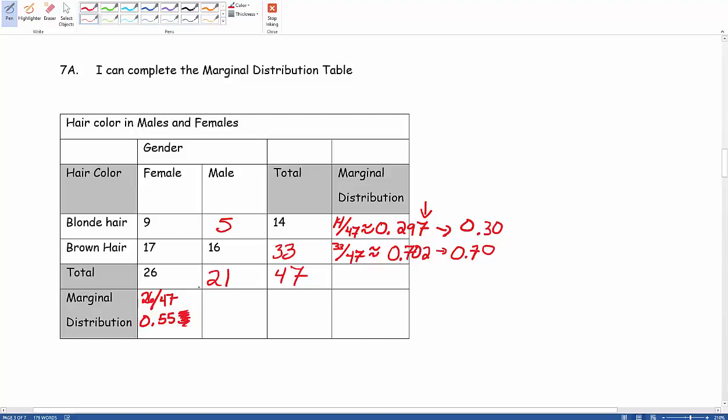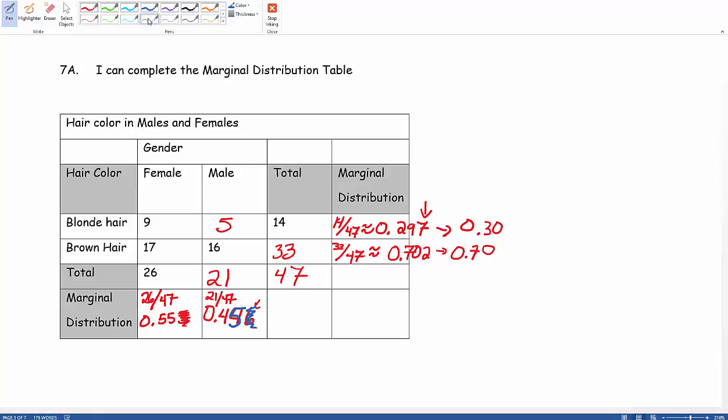Then also looking at the males, we have 21 males out of 47. We end up with a decimal value of 0.446. And because we are looking at the 1,000th place to round the 100th, it is more than 5, so we are going to round this up to 0.45. And we'll get rid of this 1,000th place.